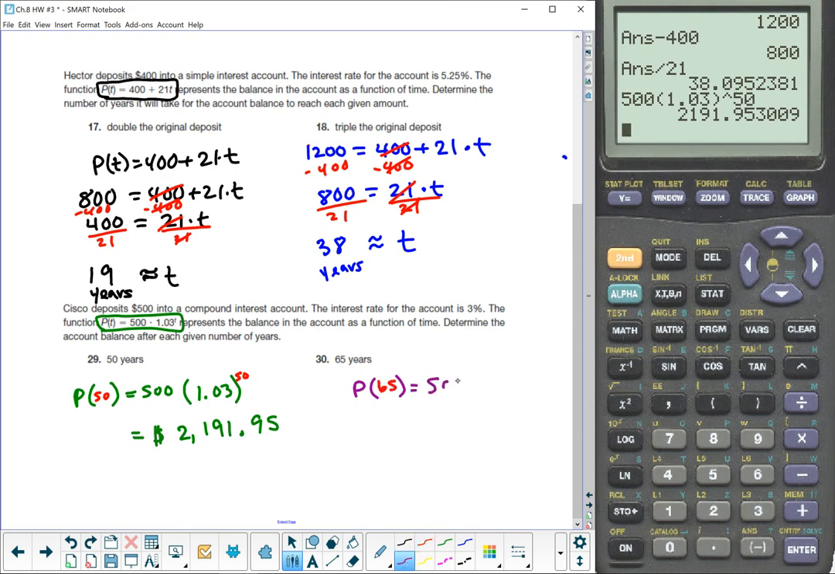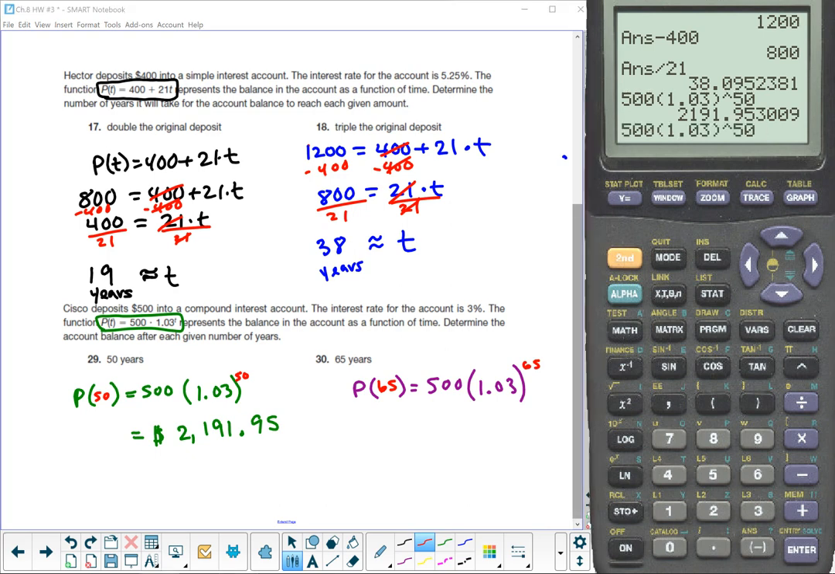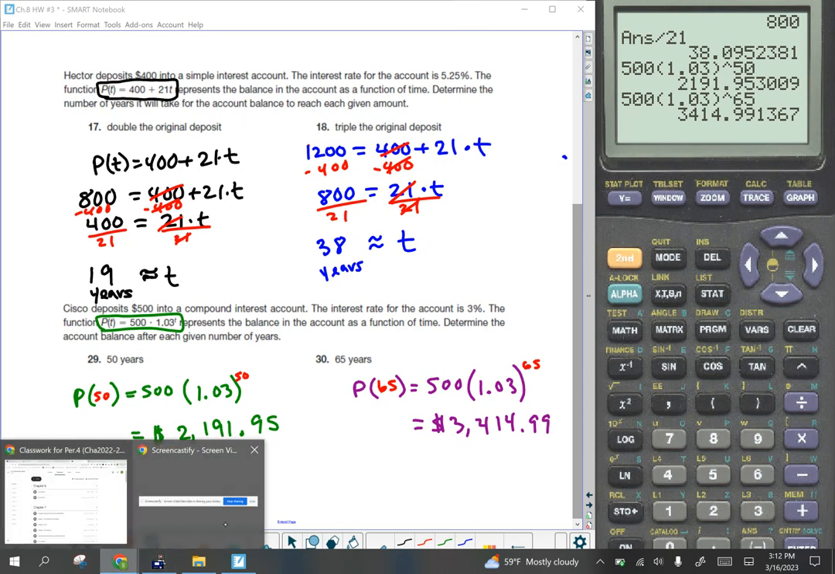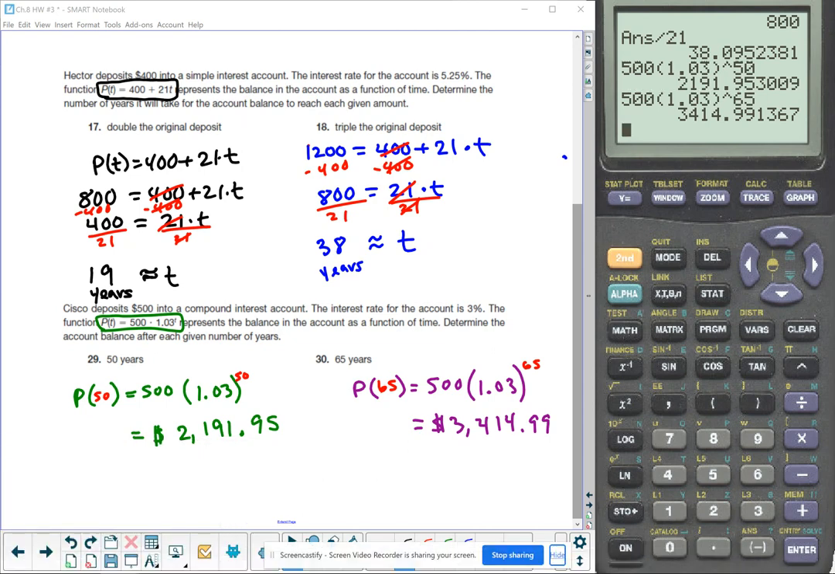And the last one, we're going to do the 65 years. That's going to equal 500 times 1.03 to the power of 65. Remember how I showed some of you guys in class? Just use this and copy it down again and change that from 50 to 65. Or you can type it over again and you will get a final answer of $3,414.99. Okay, all right. I hate to play and leave, but I gotta go.